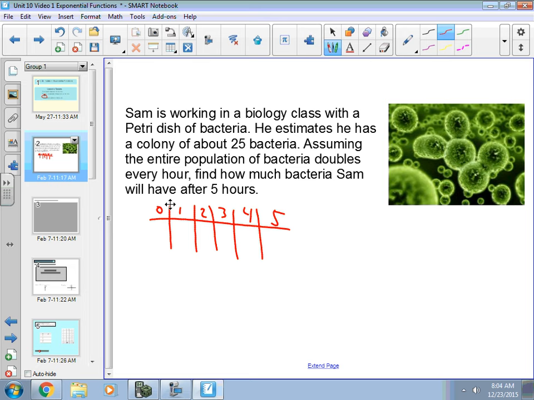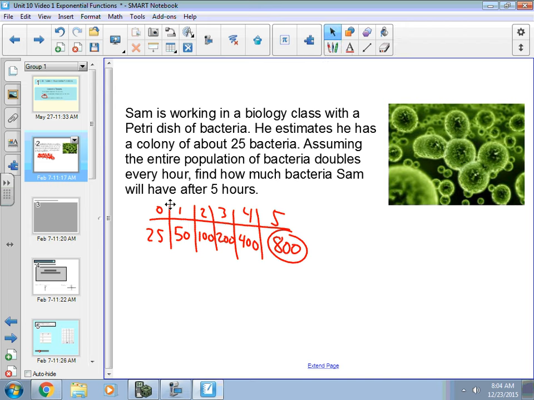So we know to start with there was 25. If it doubles after 1 hour, we're going to have 50. If it doubles again, we're going to have 100. If it doubles again, we're going to have 200. If it doubles again, we're going to have 400. And if it doubles again, we're going to end up with, looks like 800 bacteria after 5 hours. So the answer is 800.